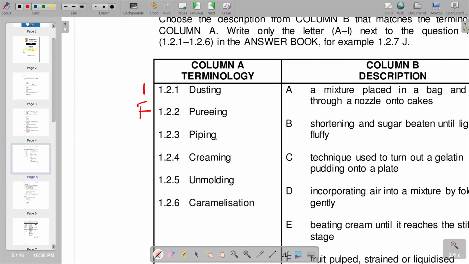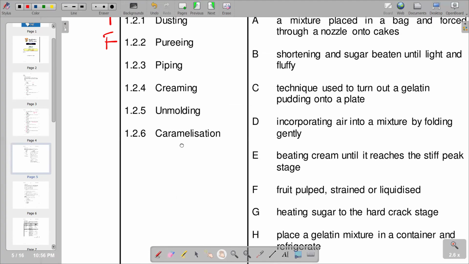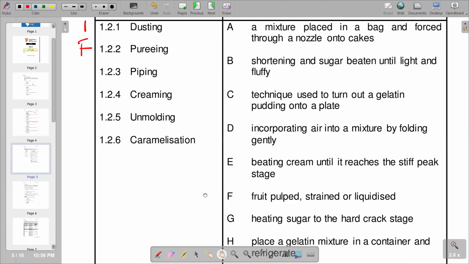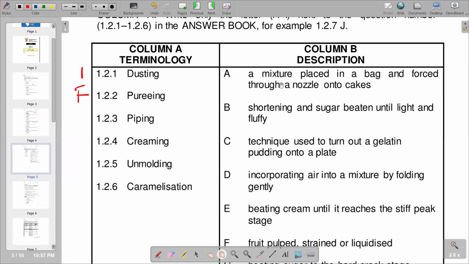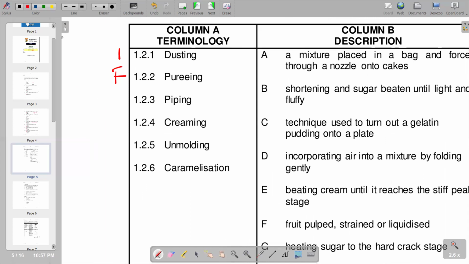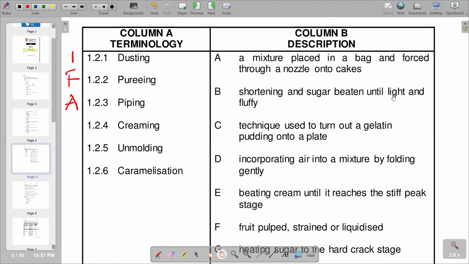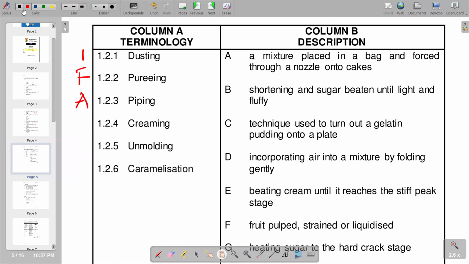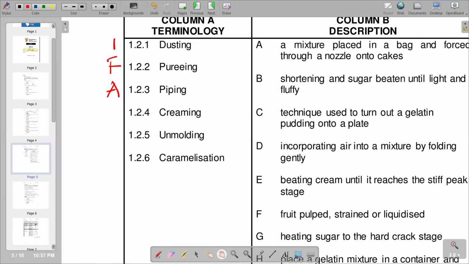Then we have piping. We also try to identify the correct response that we have. So if you go to A, it's a mixture placed in a bag and forced through a nozzle into cakes. So we have A as the correct response. Then we have creaming. So we check again. If you go to our response as B, shortening and sugar beaten until light and fluffy. So we have B as the correct response.